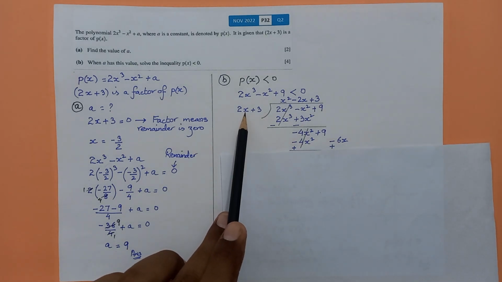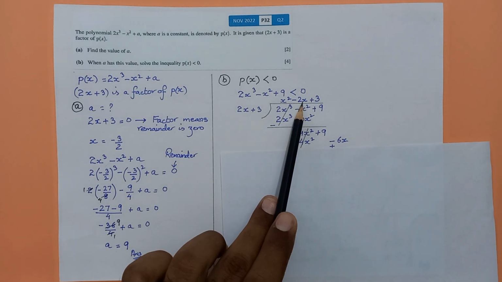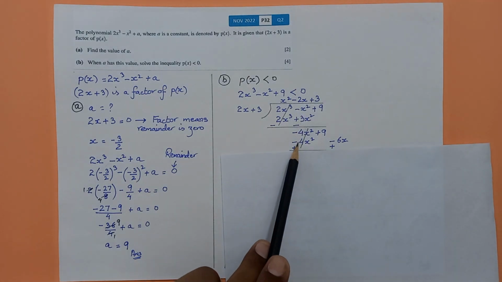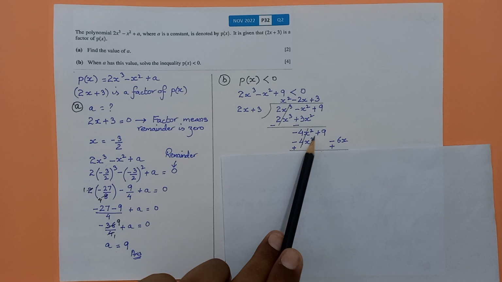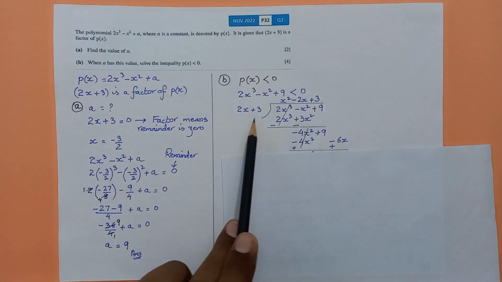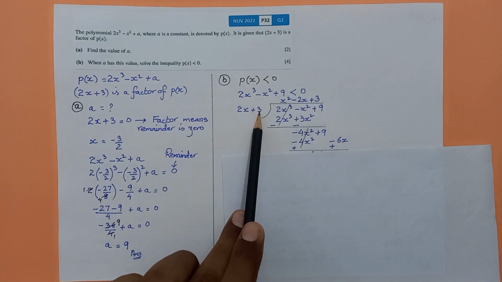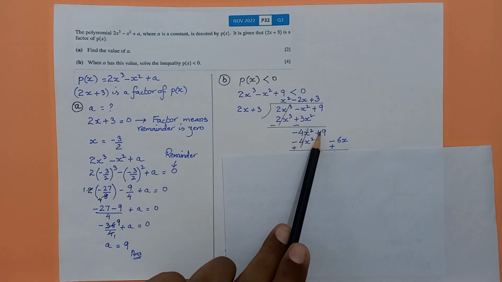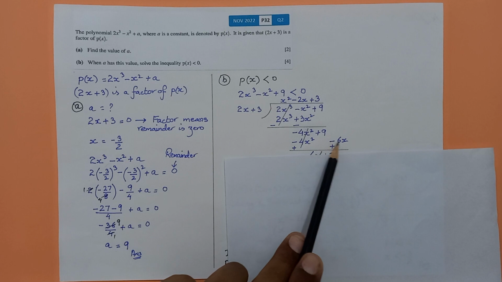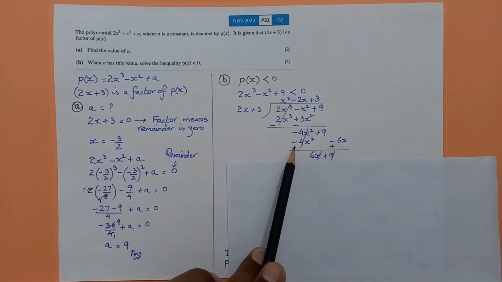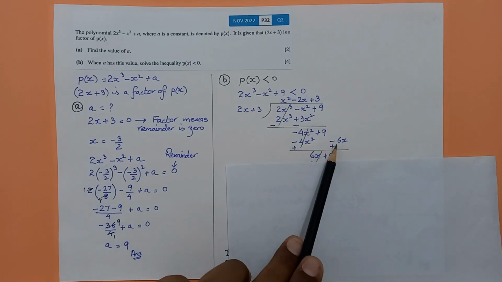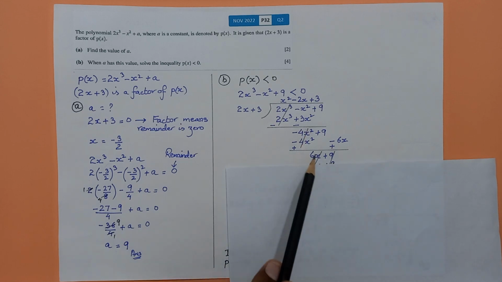Then multiplying this 2x with what value, so that we could get this minus 4x square. So simply multiply this 2x with negative 2x and we get negative 4x square, and then multiply this negative 2x with this positive 3, we get negative 6x. Because there is no x term, so write the negative 6x afterward. The same common process, changing the sign, and after that cancelling the first term.